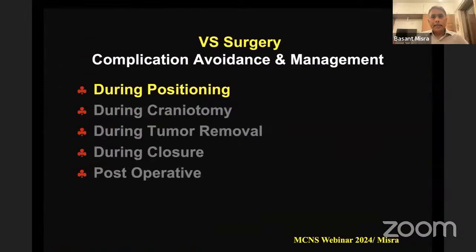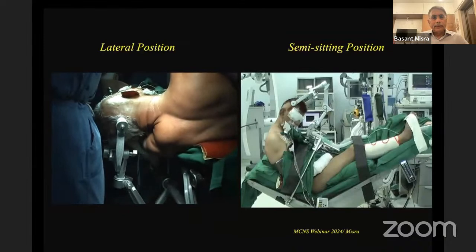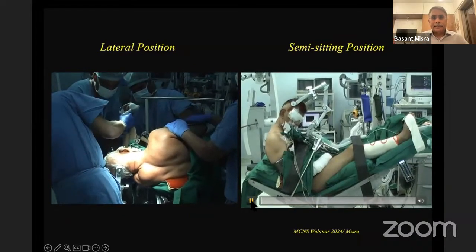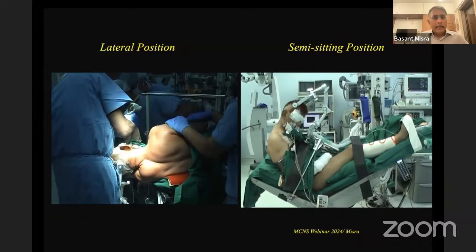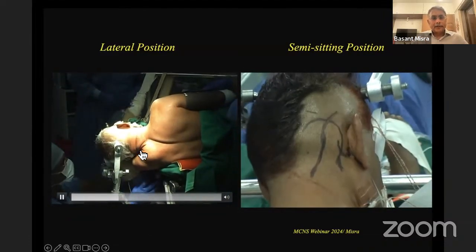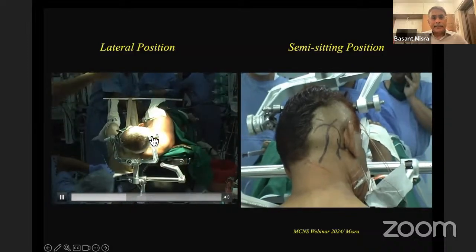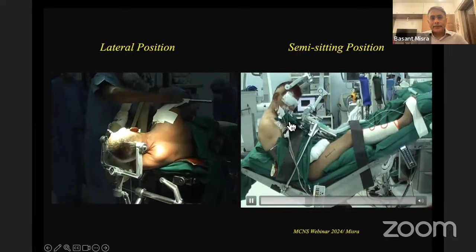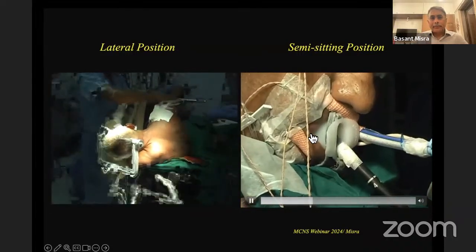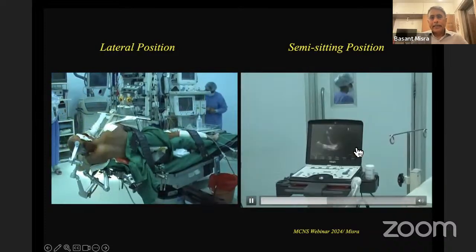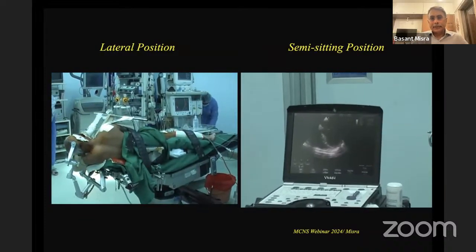So we'll go one by one as we go for the surgery, during positioning. Now, we know these are the two common positions which are used, the lateral position and the semi-sitting. The lateral position, the problem is large tumor, the brain bulging, it takes much longer time, always there is blood in the field. Semi-sitting position is good because the brain is lax, you don't have to do a ventricular tap, you don't have to take out the foramen magnum, but you need to do a lot of monitoring because there are risks associated with the position.